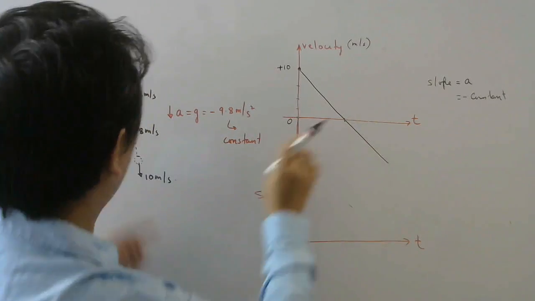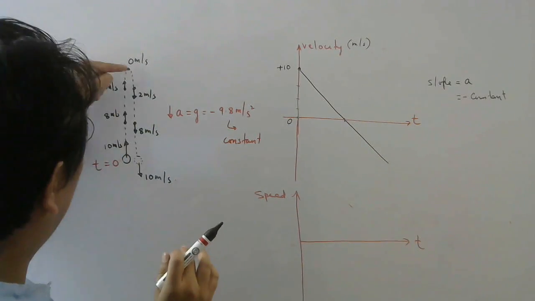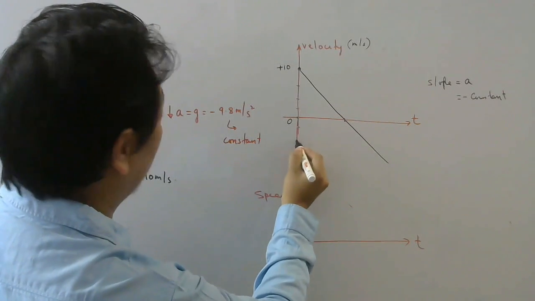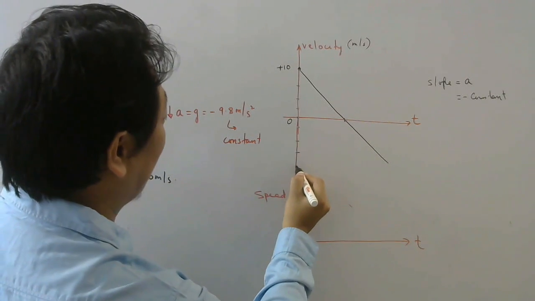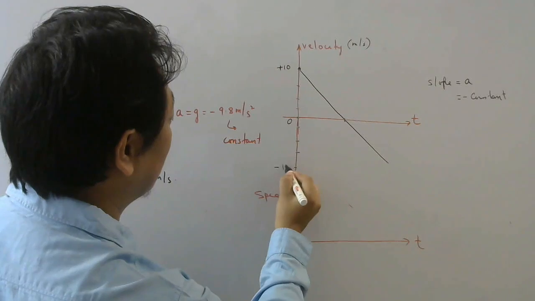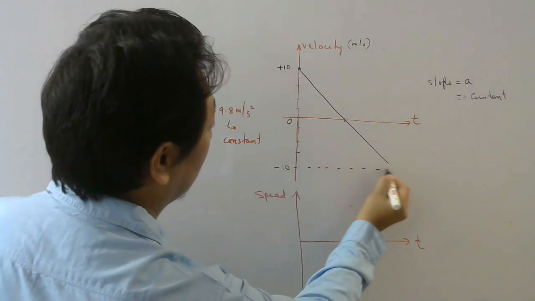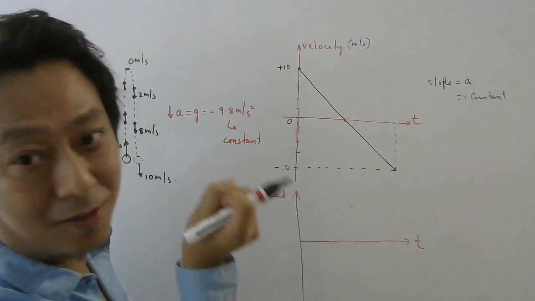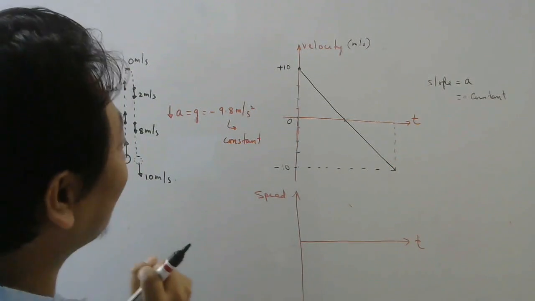And from that time, as you keep waiting, again the velocity is increasing but with negative values. So minus 2, minus 5, minus 8. Finally, again it will become minus 10. So this is the point where you finally catch the ball back, right?